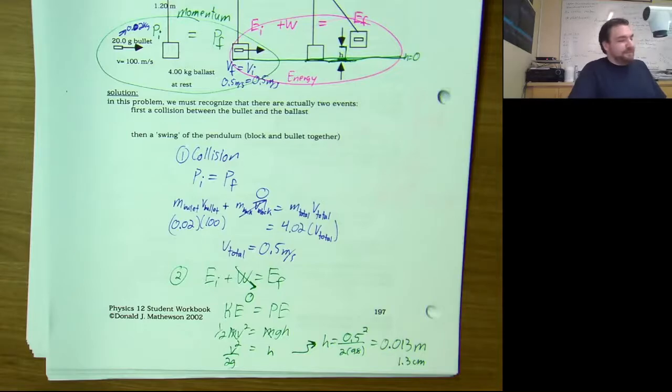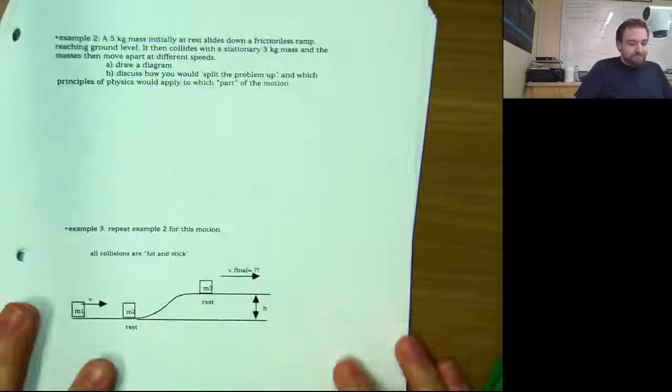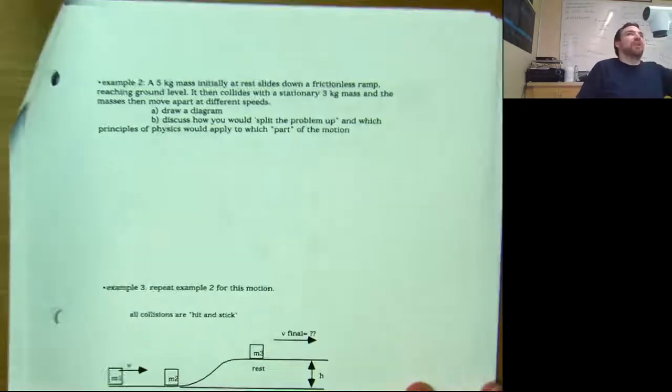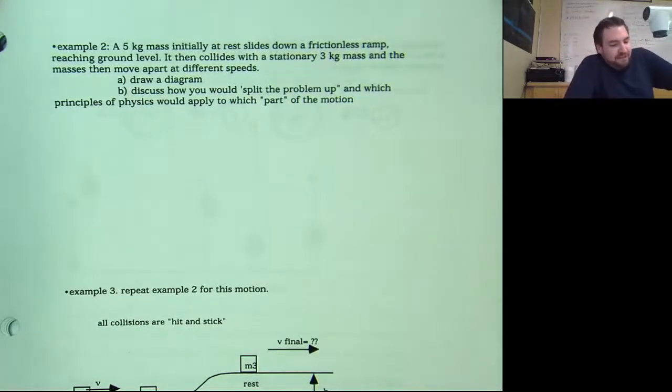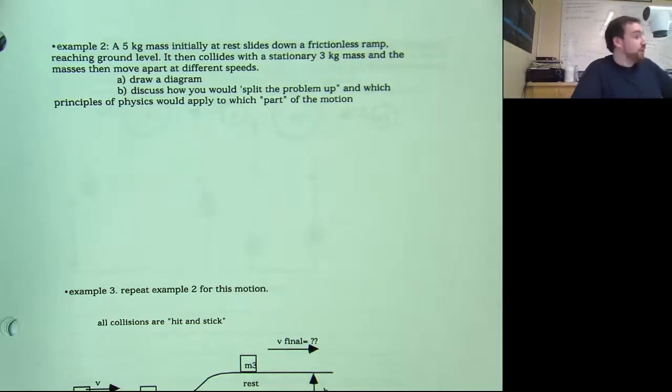Flip the page, let's do another one. It's not harder, it's just more interesting. Okay, a 5 kilogram mass initially at rest slides down a frictionless ramp reaching ground level. It then collides with a stationary 3 kilogram mass, and the masses then move apart at different speeds. There's no picture here, so let's draw it.